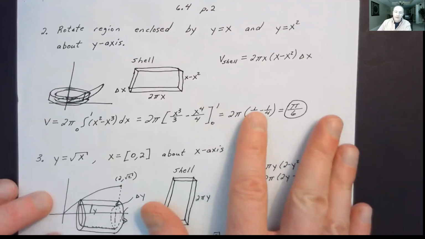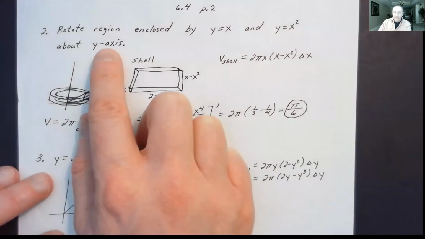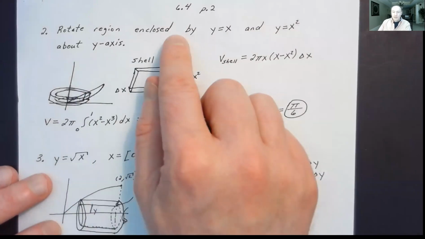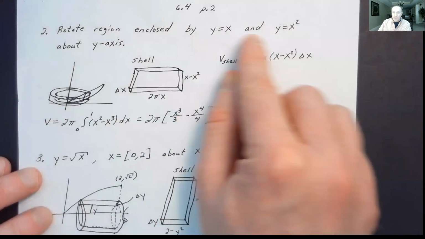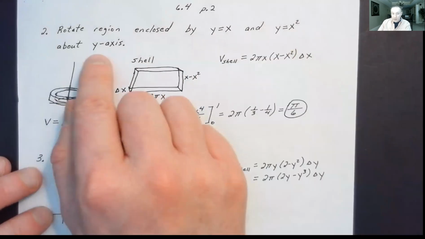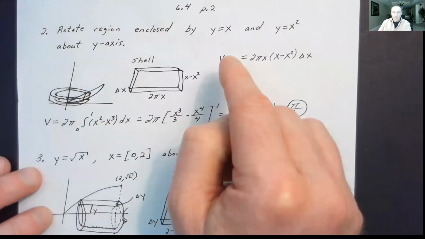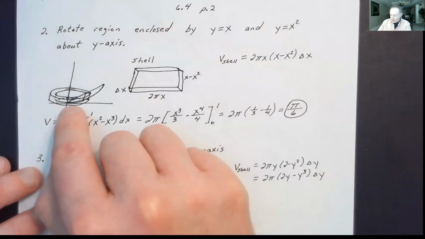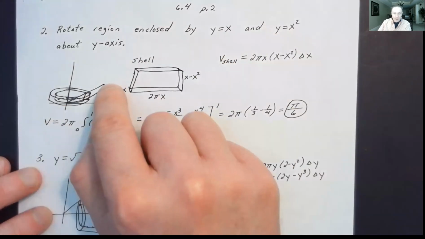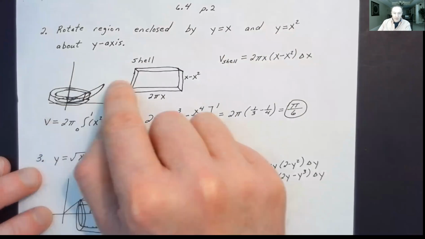So in this one, again, notice I'm giving you a vertical axis of revolution, so shells should be the easier option. I'm asking you to rotate the region enclosed by y equals x and y equals x squared about the y-axis. So x and x squared we know intersect at 0 and at 1. It'd be (0, 0) and (1, 1).